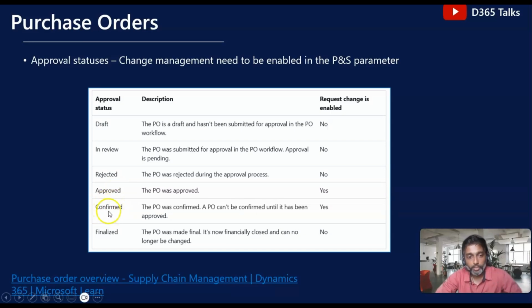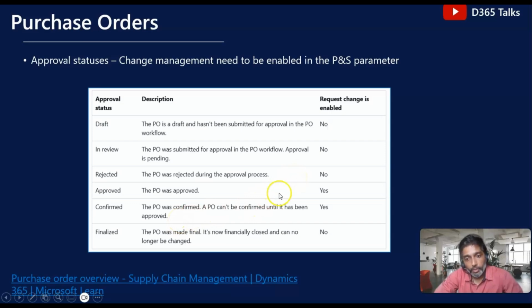Once I confirm the purchase order, it's a confirmed agreement to procure material from the specified vendor account to the respective site and warehouse. And once the purchase order is finalized, the PO is made final. The PO is financially closed, which means the inventory transactions are financially updated and no more changes can be made. We'll also see how the financial transactions get updated when the goods are physically received, all these things in the D365 screen.